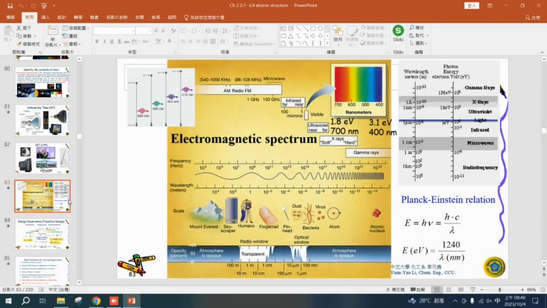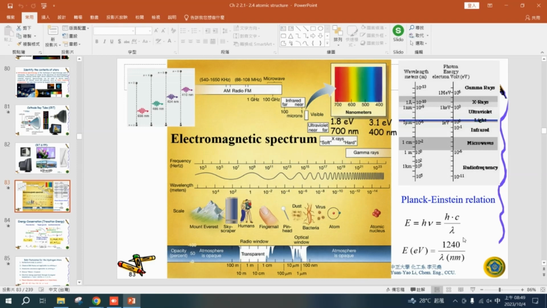We know that the wavelength of the electromagnetic radiation is related to the frequency and also energy. We follow the Planck-Einstein relation, which is energy equal to Planck constant times speed of light divided by the wavelength of the electromagnetic radiation. So this equation, I want you to remember. I hope you remember this.